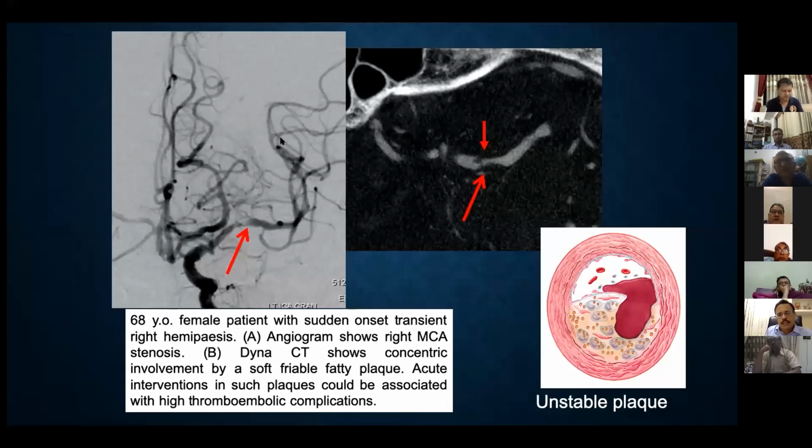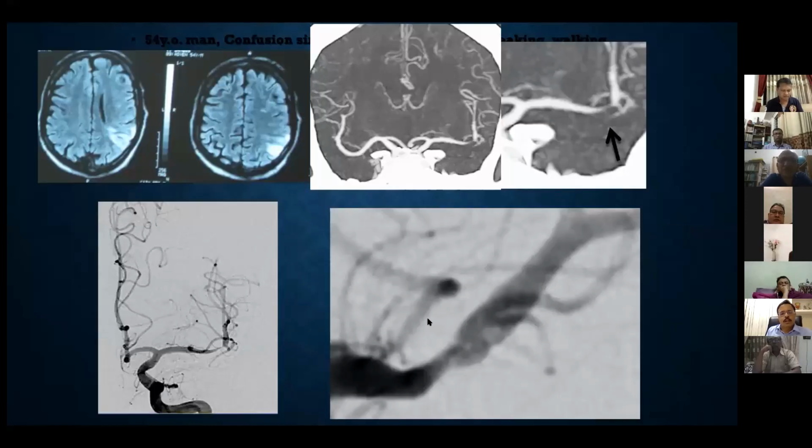A lot of these patients look like severe stenosis initially, but on later follow up, they look pretty well. Another patient with infarction, severe MCA stenosis, again on DSA, severe stenosis, but when you see DSA carefully, there's a lot of floating clots there. So this patient will need anticoagulation for some time.